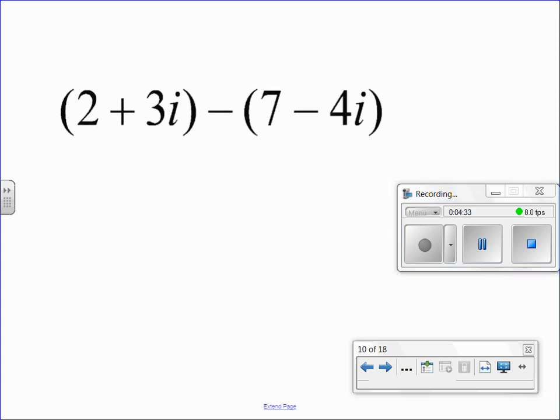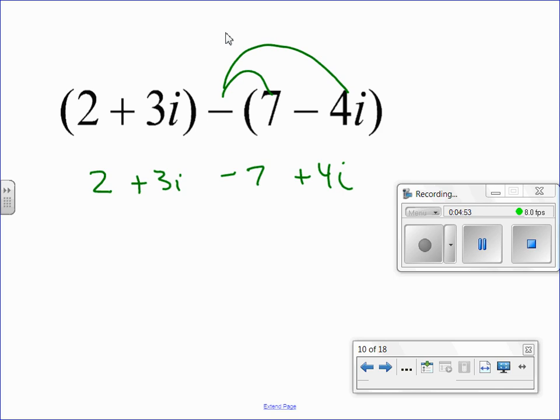So we're going to take this negative, distribute it to the 7, so that will become a -7. That's a real number. And then you'll distribute the negative to the -4i, and it will become a positive 4i. That's an imaginary number. And I'm going to add it to 2 plus 3i. That remains unchanged. It did not have a negative distribute to it.